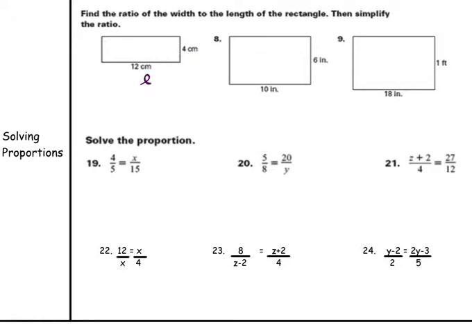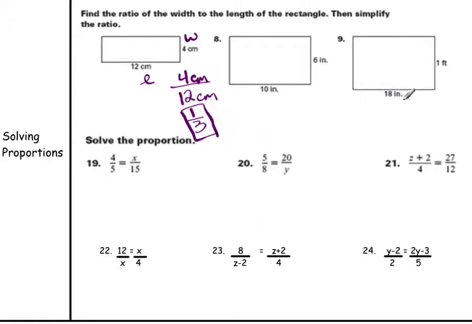So if that's the length and this is the width, then we want to put the width on top, which is 4 centimeters, and the length of 12 centimeters. Make sure that they both have the same units, and then you just reduce that. 4 over 12 reduces to 1/3 would be the ratio. When you have a ratio, you're also canceling your units out. So the ratio of width to length would be 1:3.